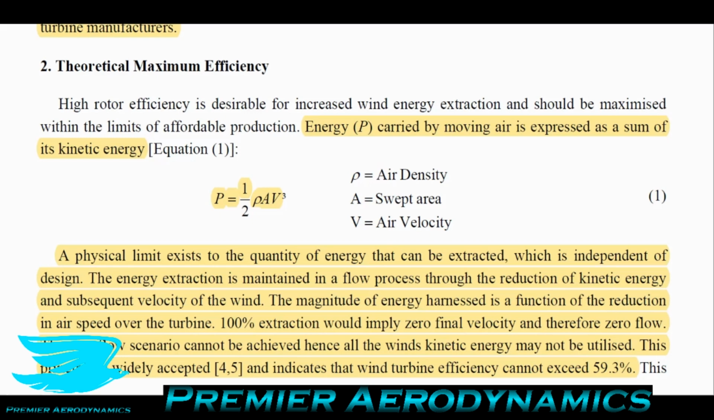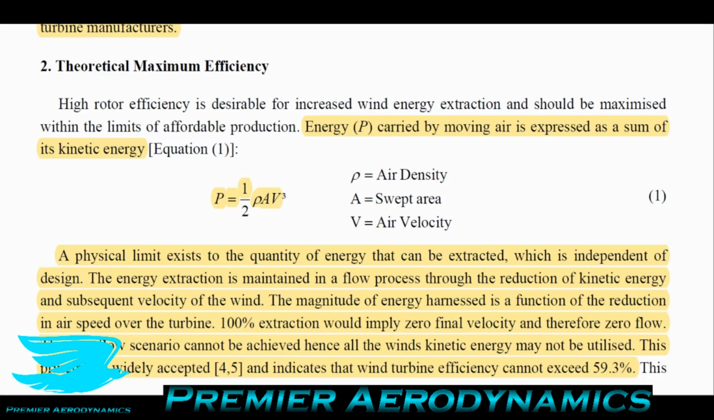They say that the energy extraction is maintained in a flow process through the reduction of kinetic energy and subsequent velocity in the wind. So when you take out energy from the wind, the velocity of the air is going to reduce. That means the magnitude of the energy harvested is a function of the reduction in the airspeed over the turbine. The reason we have a limitation is because 100% extraction would imply a zero final velocity and therefore no flow going through.